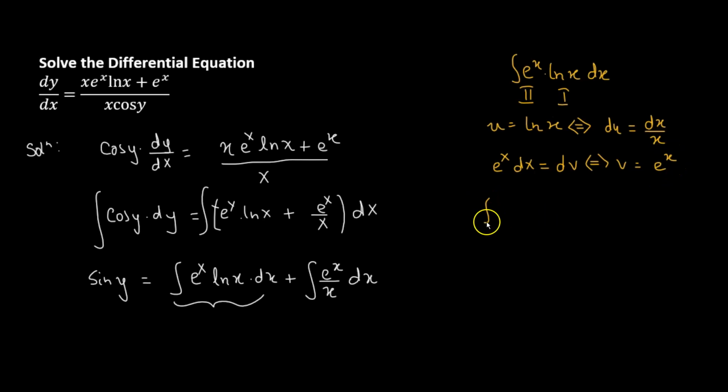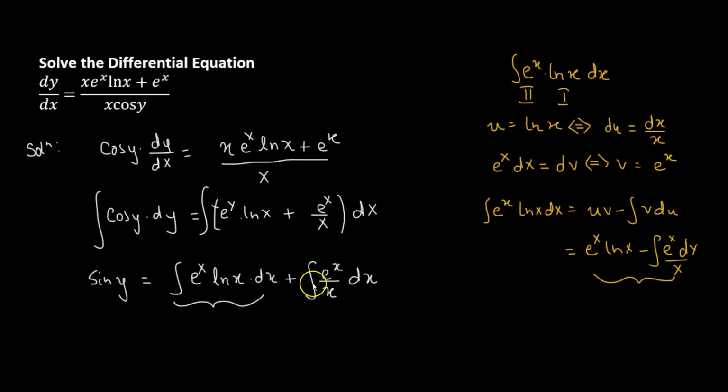So let's apply the by parts formula. So we have integration e raised to the power of x natural log of x dx. So that simply equals to uv minus integration v du. So we have u times v. So u times v will be e raised to the power of x times natural log of x minus integration. So we have v. So v is e raised to the power of x and du is dx over x. So let's use this value and replace it here.